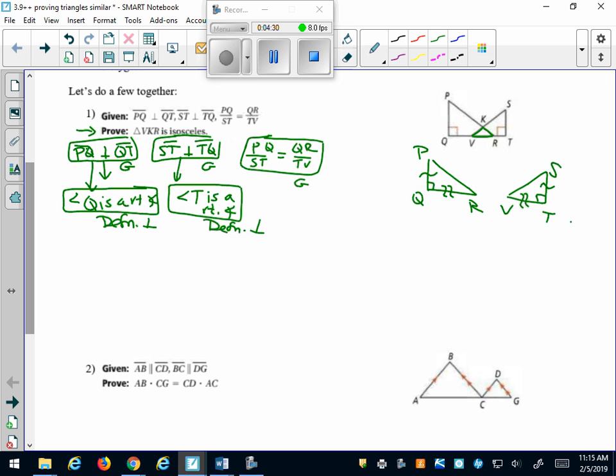In order to use SAS similarity, which is what we decided we were going to use, right? We have to have 2 pairs of sides that we know are proportional, and 1 pair of angles that is congruent. So the step we need to take from here is to say that these 2 angles are, yep, good. So angle Q is congruent to angle T by the right angles theorem, or all right angles are congruent.